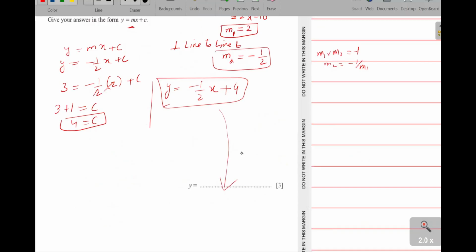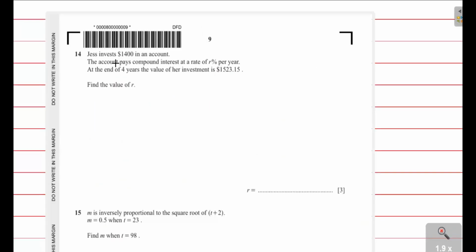And this is the answer. Question 14, Jess invests $1,400 in an account. This pays compound interest at a rate of R% per year. At the end of 4 years, the value of her investment is 1,523.15. Find the value of R. Look here, we have to calculate the value of R. We can calculate the value of R by using the compound interest formula.